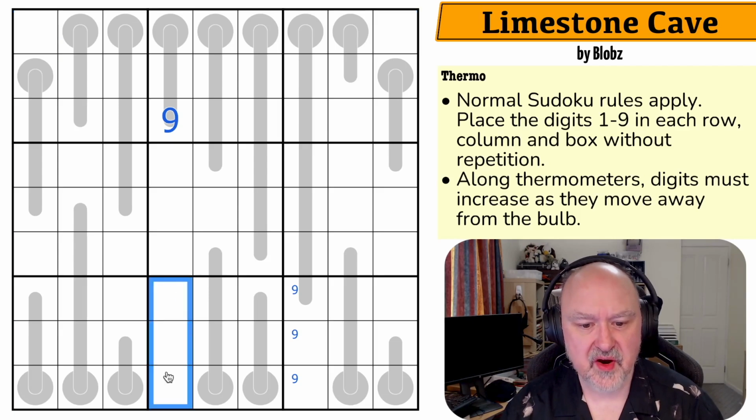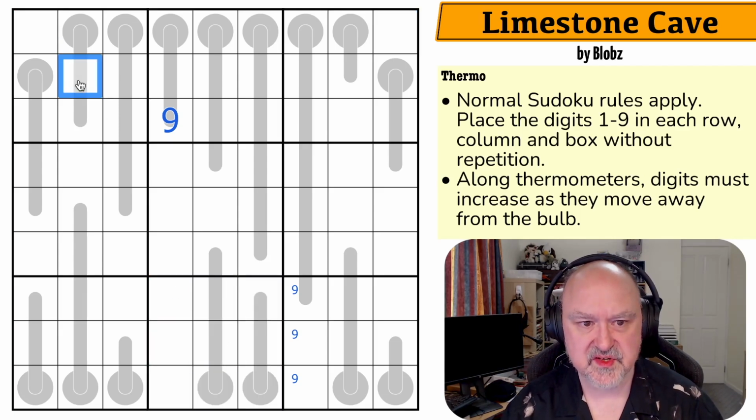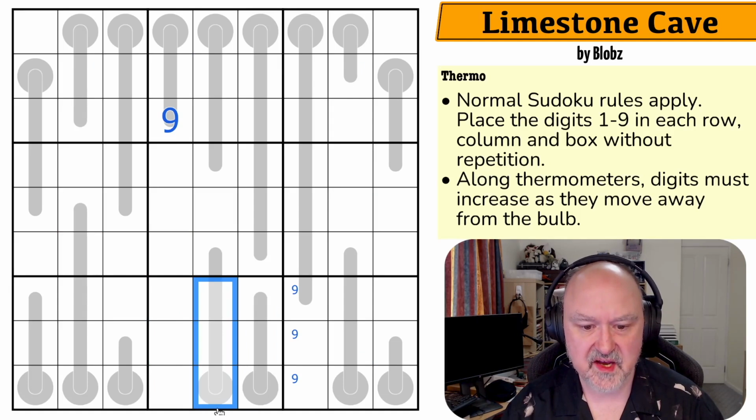Well, now that 9 can't go in here, where does 9 go in box 8? The boxes are 1, 2, 3, 4, 5, 6, 7, 8, and 9. Where can 9 go down here? Because I can't put 9 in any of those cells. I can't repeat 9 in the column. 9 can't go in any of those because I'd need something higher than it.